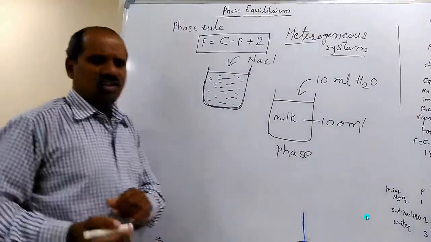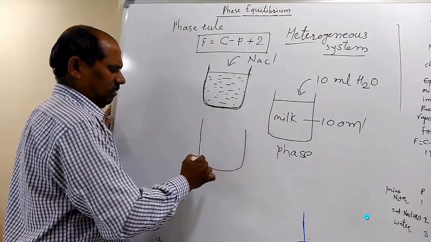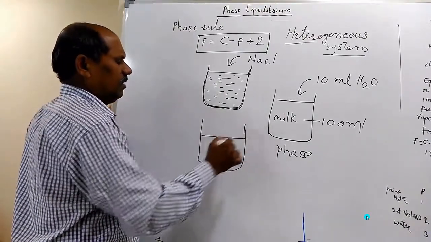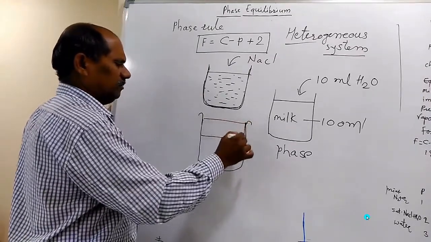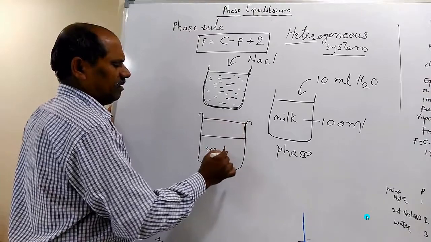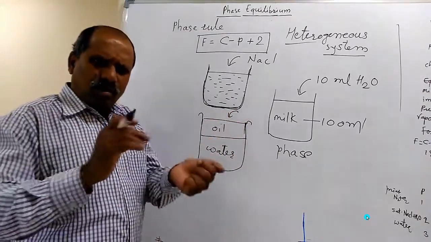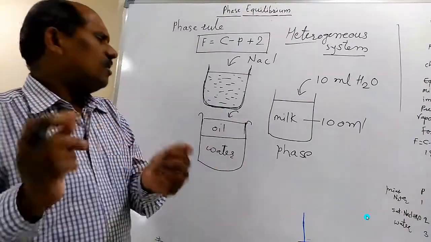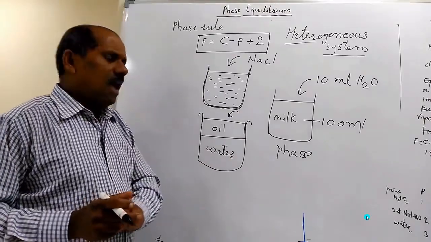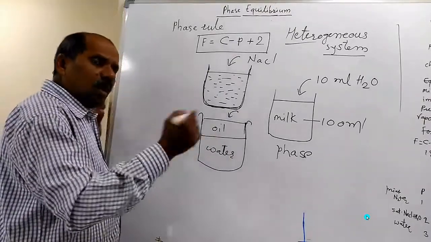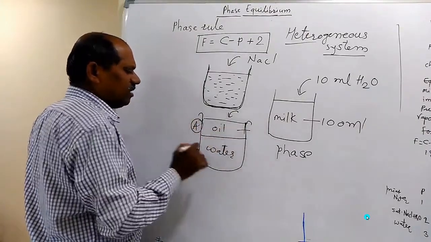Then heterogeneous system, whenever we are taking kerosene or any oil and water mixed with each other or shaken vigorously with each other and kept for some time on stable ground, after some time what happens? They are forming two separate layers. One is an oil layer and another is a water layer.